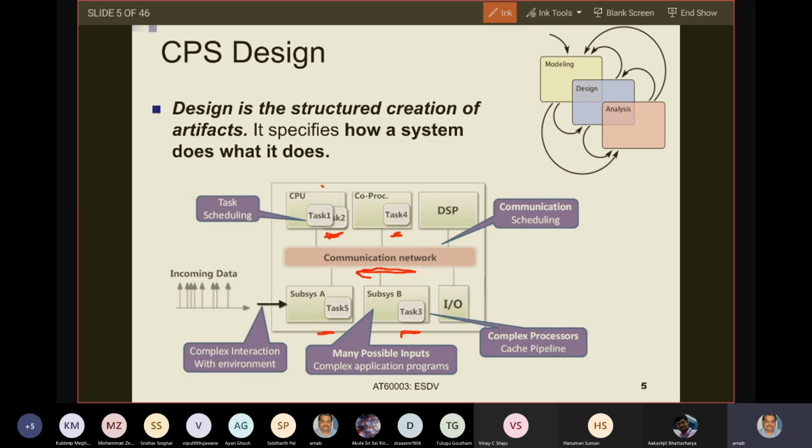Because this is a shared communication medium, multiple tasks may contend for the same communication medium, and therefore you need communication scheduling. Because you have multiple tasks on the same processor, you need task scheduling, because multiple tasks will be contending for the same processor. There could be complex pipeline structures, complex processors with different types of pipelining and out of order execution, and therefore we have to very carefully find out what we should choose so that my performance goals are met, right? So this is what design talks about.